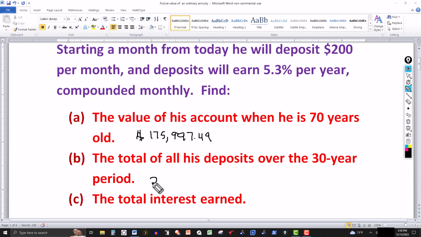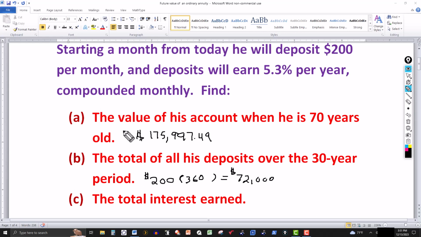And then the total of all his deposits over the 30-year period. So it's $200 per month, and it's 30 years, 12 payments every year, so that's 360 here. So it's $200 times 360 payments. This gives me 72,000. So the total amount of the payments is $72,000.